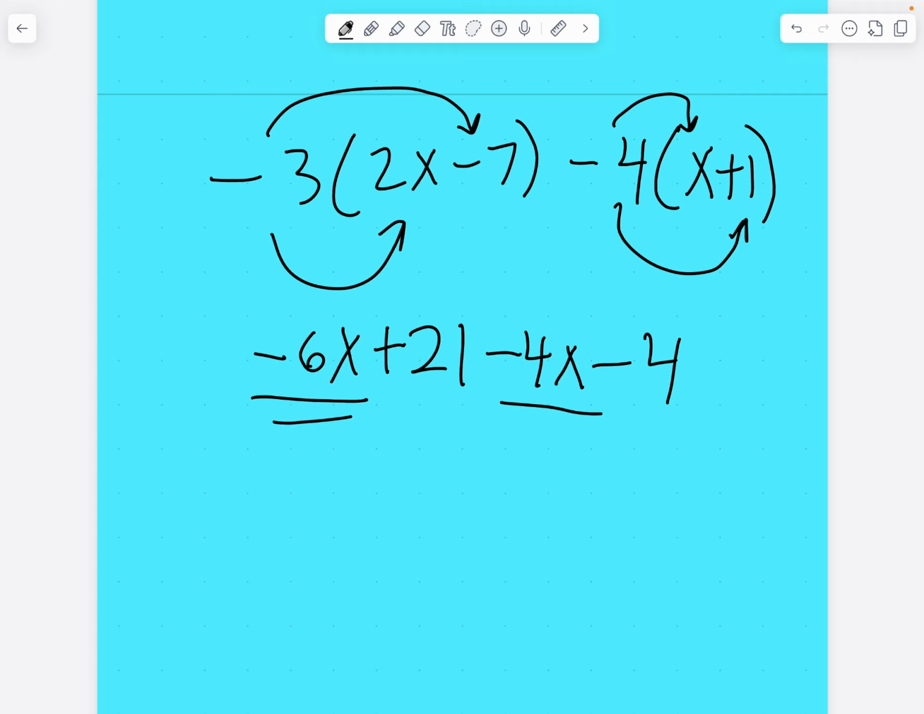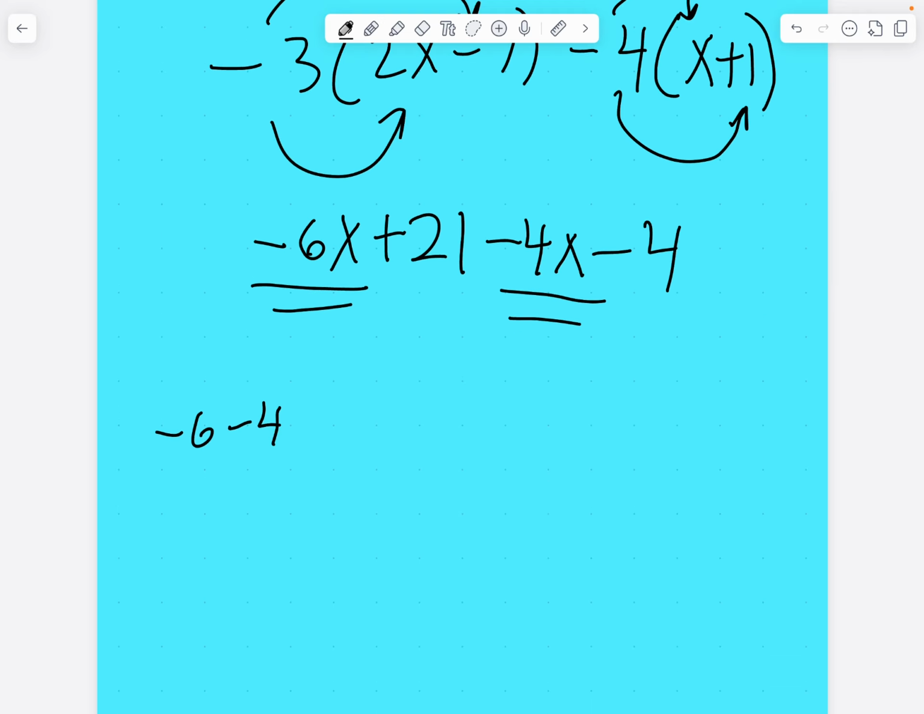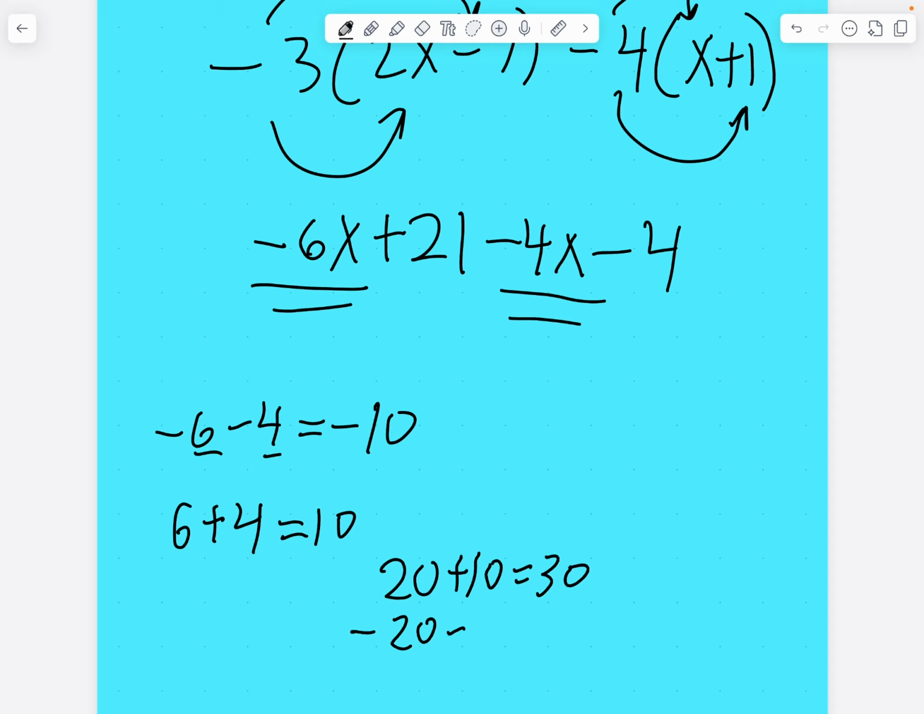Let's combine our like terms. We have negative 6 minus 4, because the x is just going to be brought down. Here's the deal. Negative 6 minus 4 is awesome, because I love when I have a negative number minus another negative number, because it's literally addition. Let me show you. If I have 6 plus 4, what is that? 10, right? Add the negative sign. If they're both negative, you can do that. Like 20 plus 10, 30, right? Negative 20 minus 10, negative 30. It's literally addition. Just add a minus sign to it. I love that. It's my favorite.